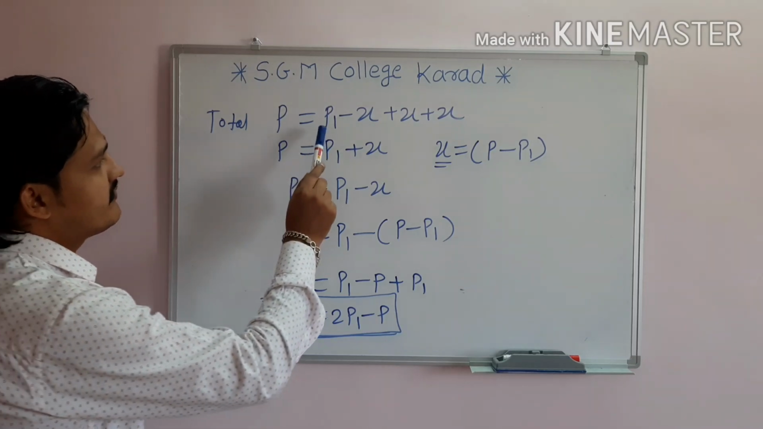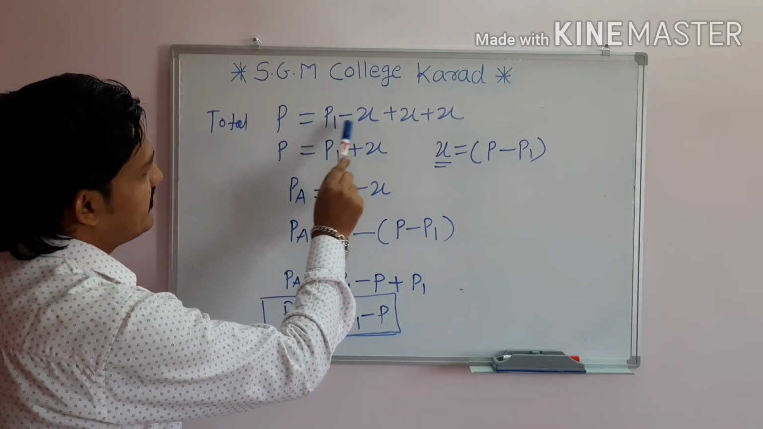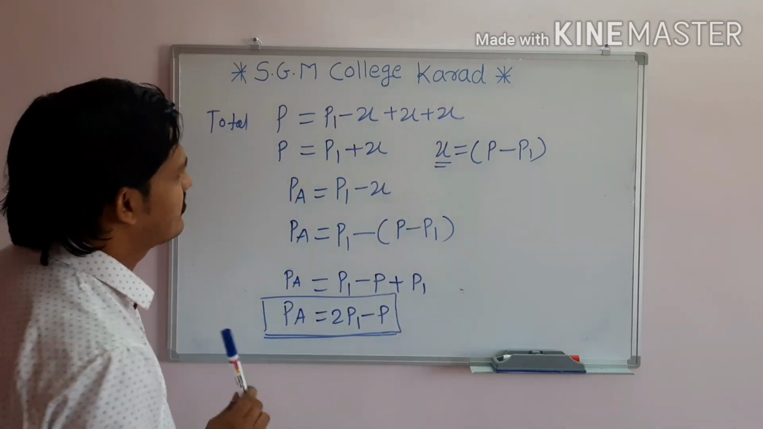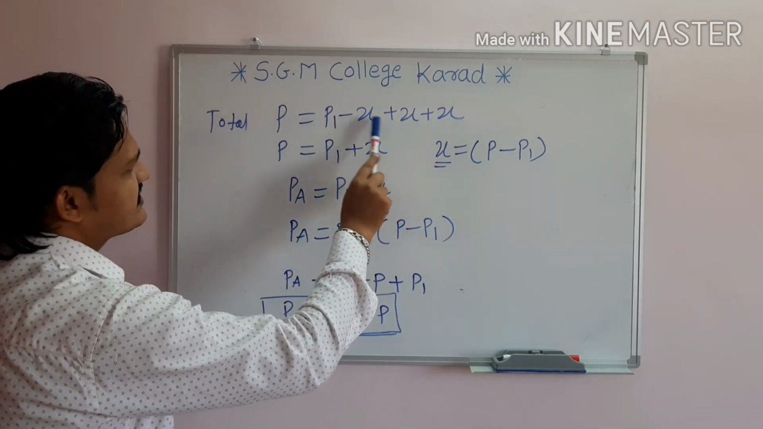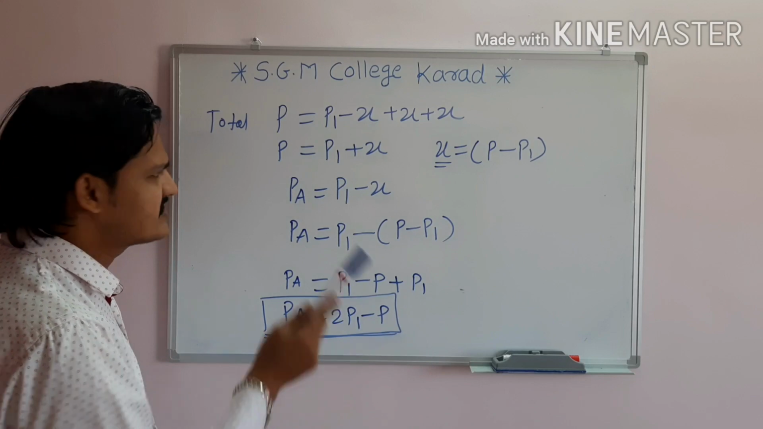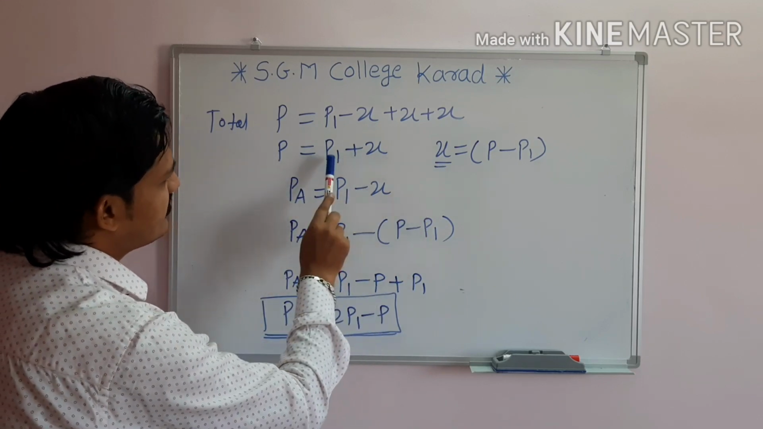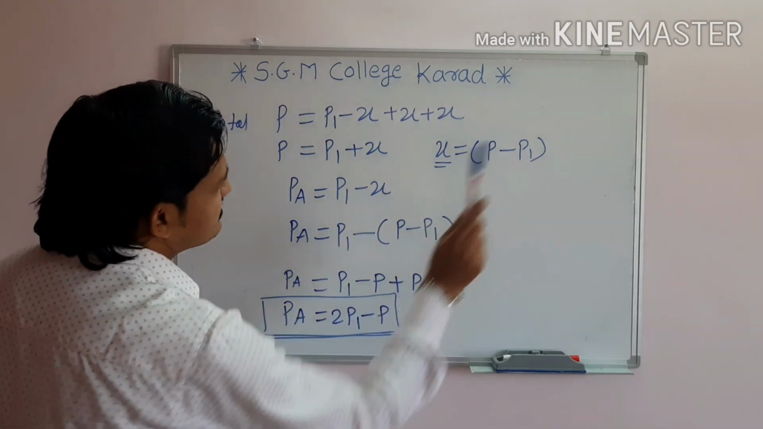What is the final pressure of reactant? P1 minus x. What is the final pressure of product? x plus x. Then twice of x minus x, I am writing here directly x. P is equal to P1 plus x. Then what is the value of x? x is equal to P minus P1.